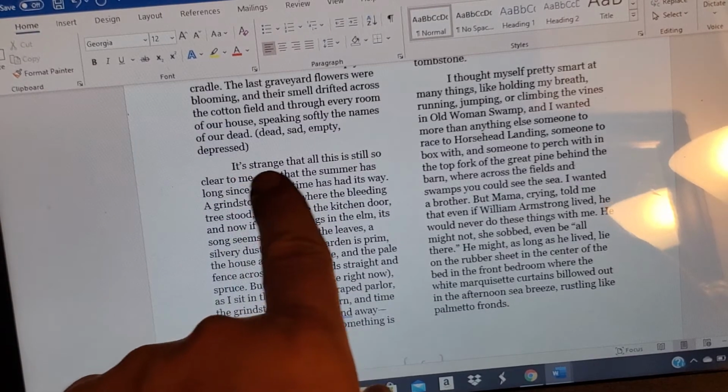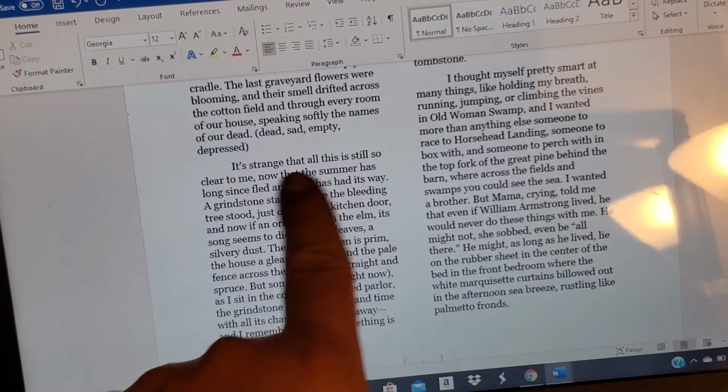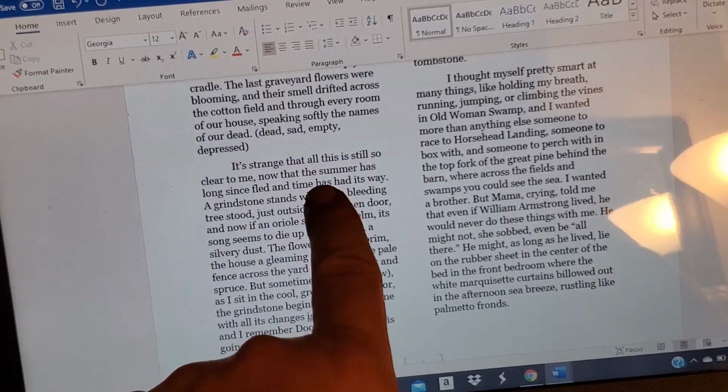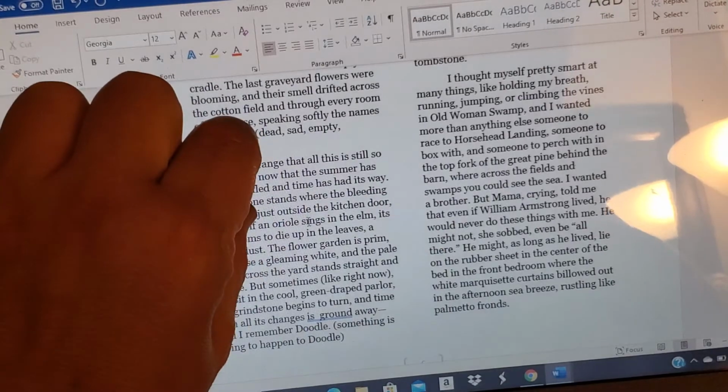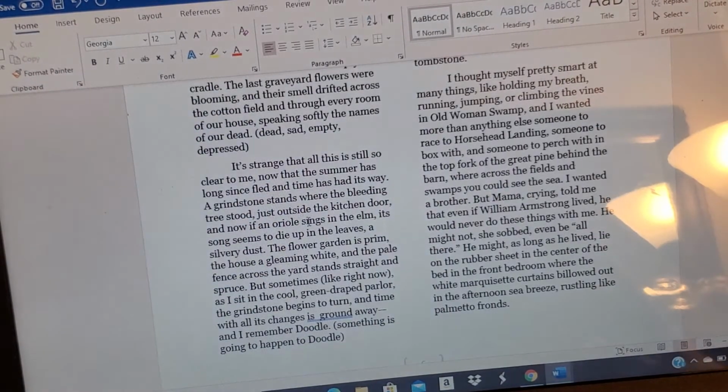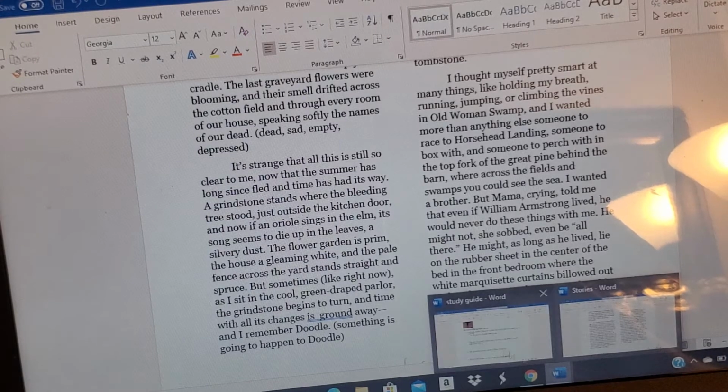It's strange that it's still so clear to me now that the summer has long since fled and time has had its way. That right there tells us that it's the narrator looking back on an experience he had with his brother. So it's taking place in the past.